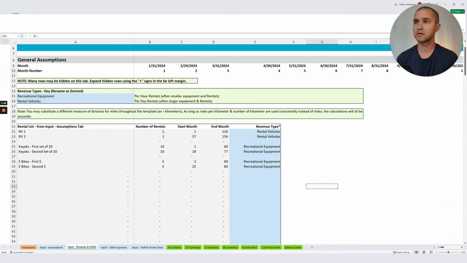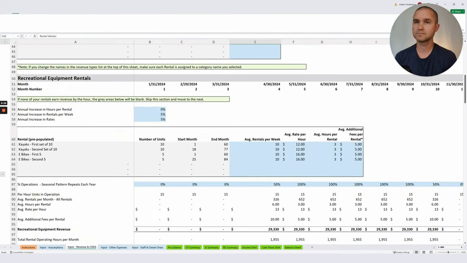Next, we're going to go to our revenue assumptions and cost of goods sold. So we've got two categories here: recreational equipment that we have set up as per hour rentals, and then what we're calling rental vehicles, which are per day rentals. Now you could change the language here if you wanted to call this something else, but the idea is that we have two categories of either per hour or per day rental type. And we've got RV one and two, and we need to select the revenue type. We're going to say they are rental vehicles, and these items are recreational equipment. We've got that selected from the dropdown.